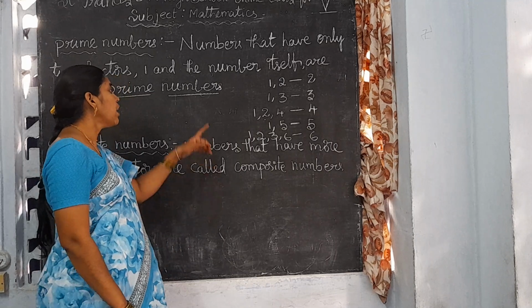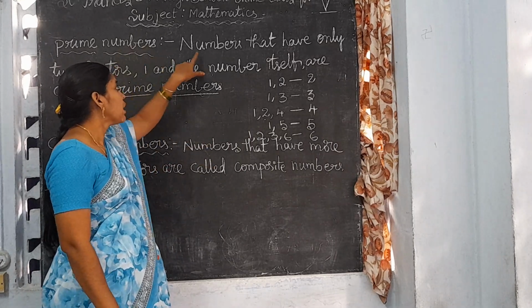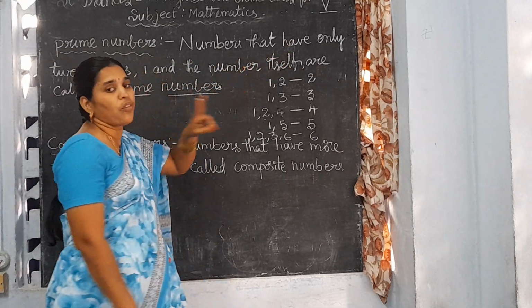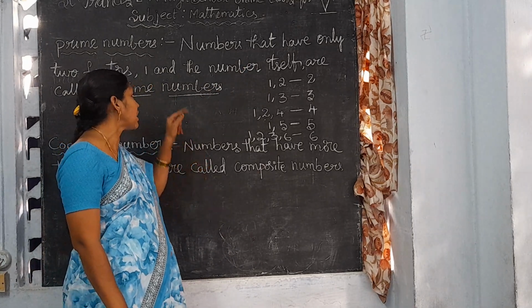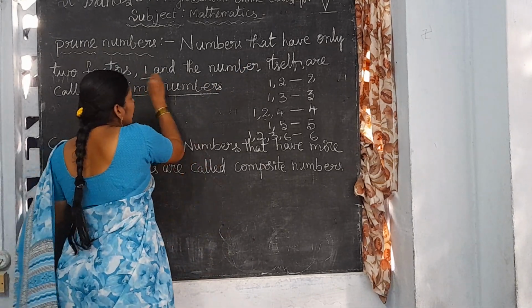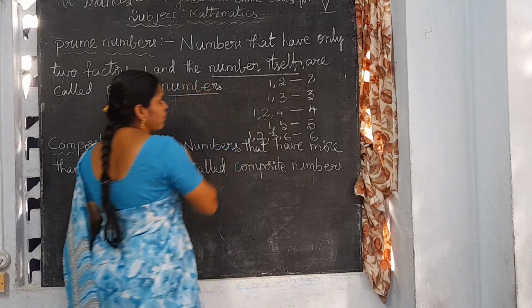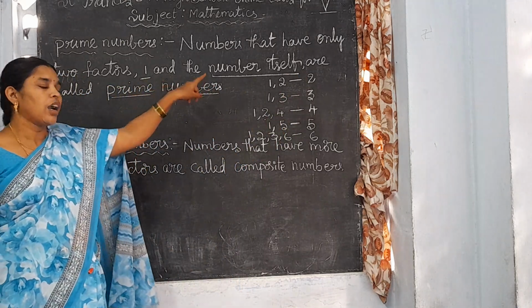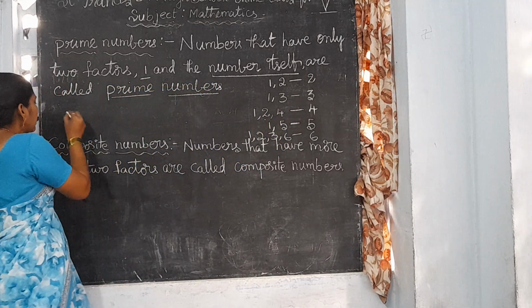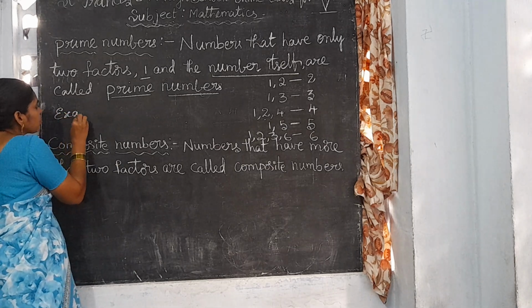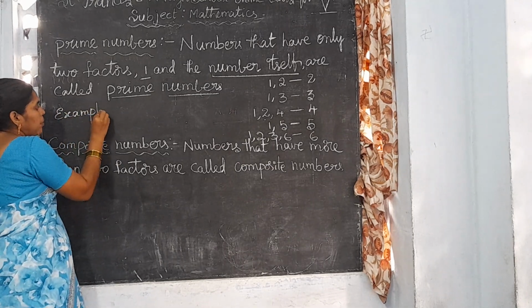Okay. Here, prime number means what? Numbers that have only two factors. What are those two factors? 1 and the number itself. Those are called prime numbers. See here, an example. What are the prime numbers here?